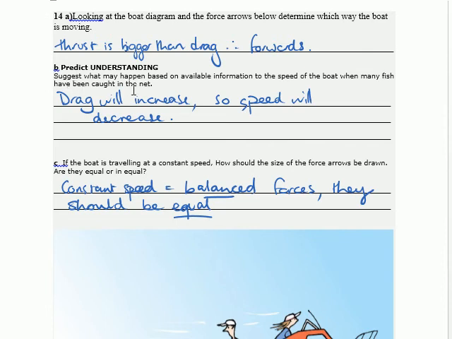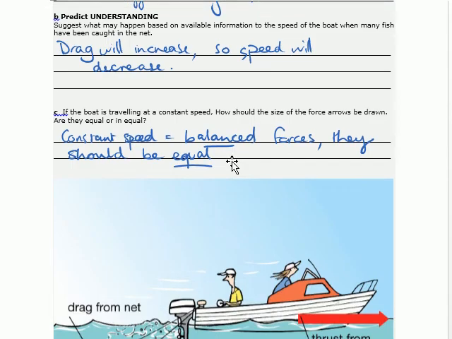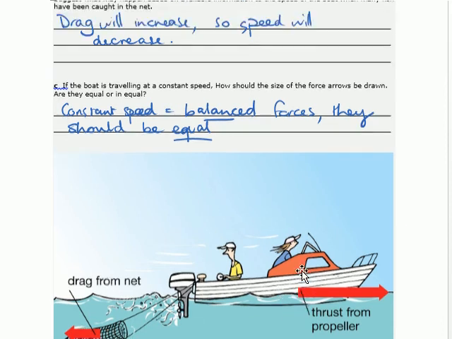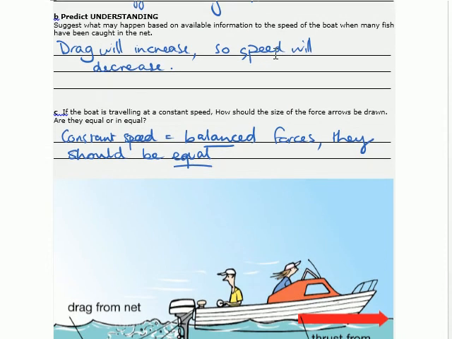Part B, what may happen to the speed of the boat when many fish have been caught in the net? I would assume that that would make this red arrow bigger. You'll get more drag as that net fills up. Therefore, as this arrow gets bigger and bigger, the difference between them gets less and less, and you'll find that the boat will slow down. And I've said drag will increase, so speed will decrease.